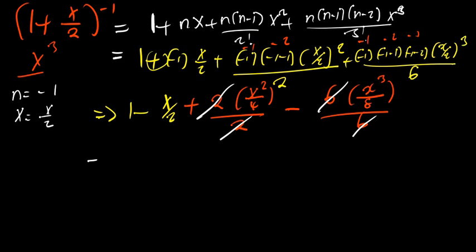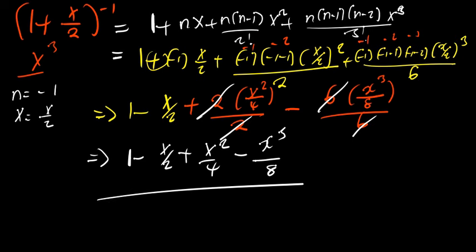So therefore the answer is 1 minus x over 2, plus x squared over 4, minus x to the power 3 over 8. This is the answer. This question had 5 marks.